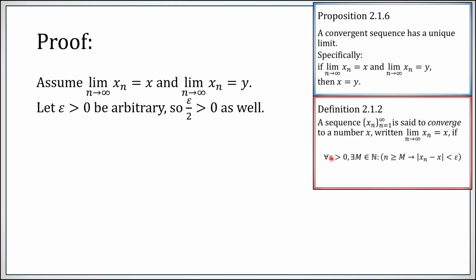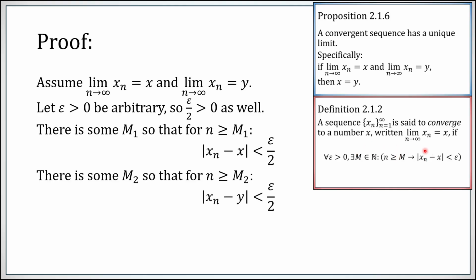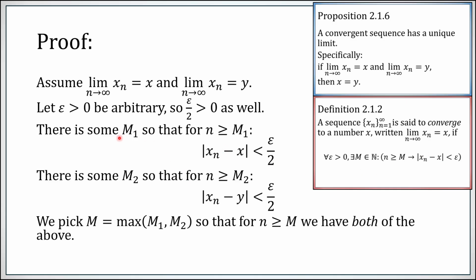Epsilon over 2 is positive, so there exists an m1, so that past that point we have that xn is very close to x. However, since I assumed this also held for y, there is a presumably different m2, so that past that point, the distance to y is less than epsilon over 2 as well. Now if I pick capital M to be the larger of these two numbers, once I am past capital M, I am past both m1 and m2, meaning both of these inequalities will hold.